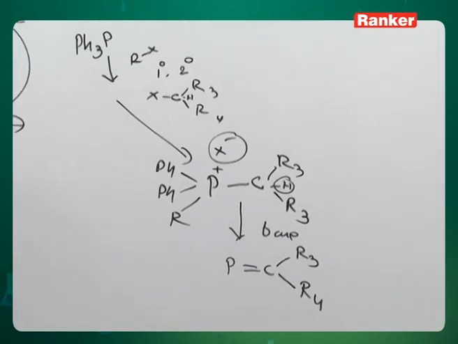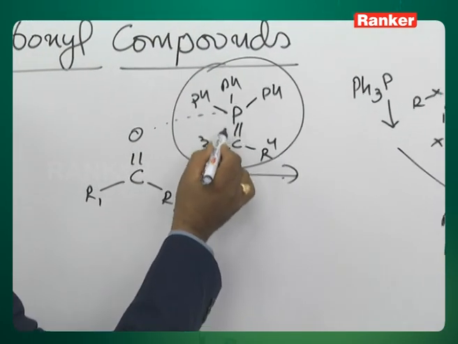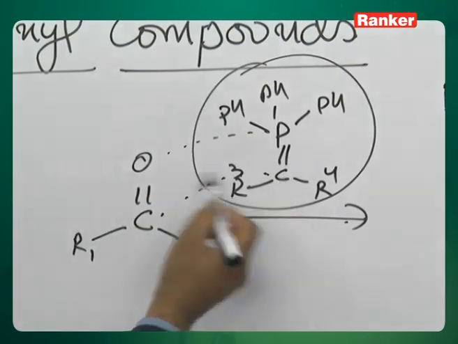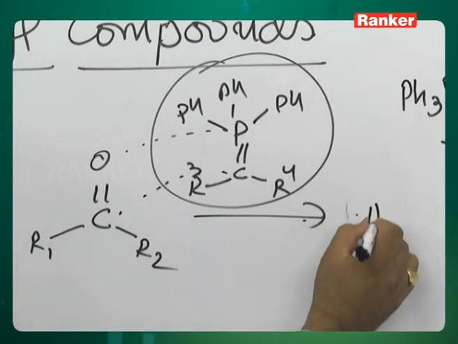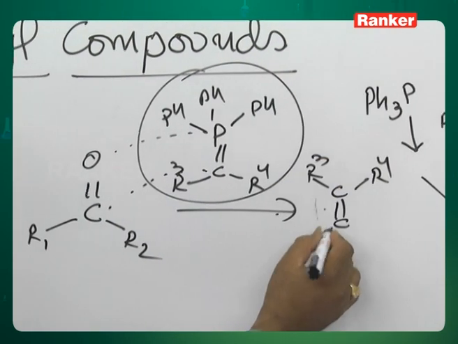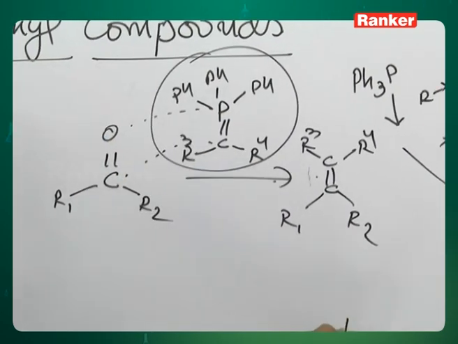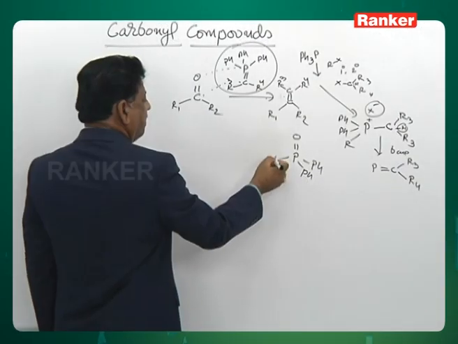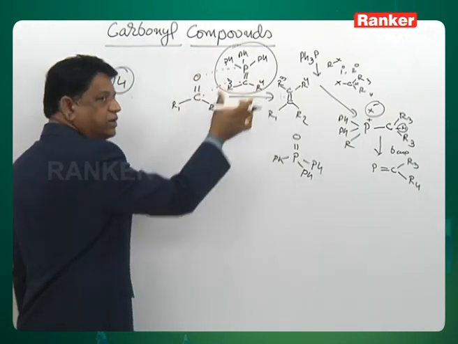When I use this halide, what happens next? The oxygen undergoes an addition slowly. A betaine type of ring is formed, and the P takes the oxygen, and the carbon will come here. The final answer will be a double bond with the carbon containing R3 R4 and the R1 R2 already there. This phosphorus will take this oxygen, and you will get triphenyl phosphine oxide. That is an exchange. This group will be imparted here, and oxygen will go there.